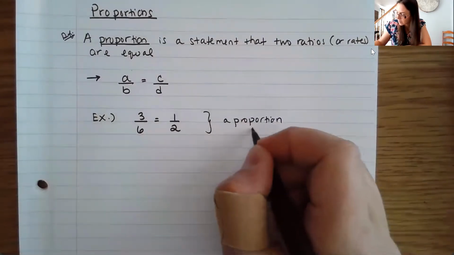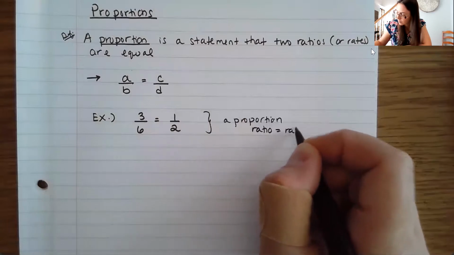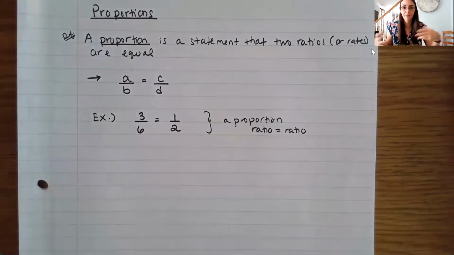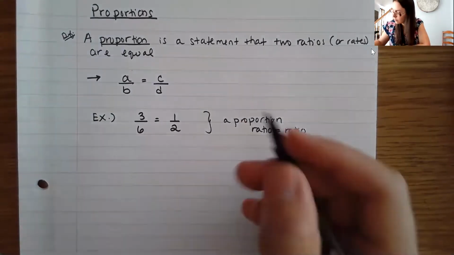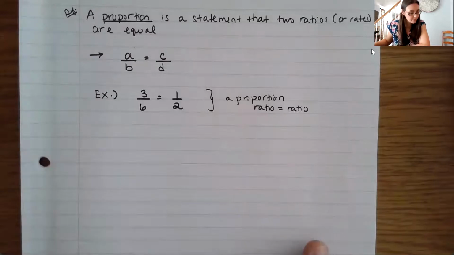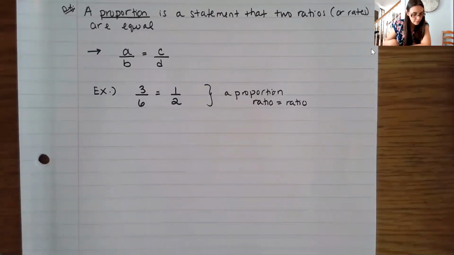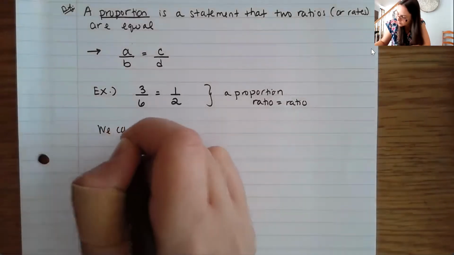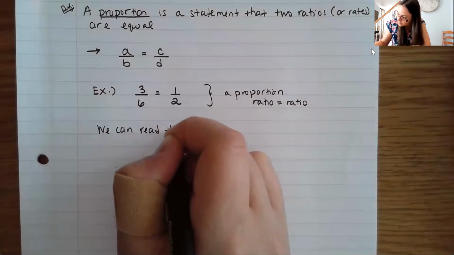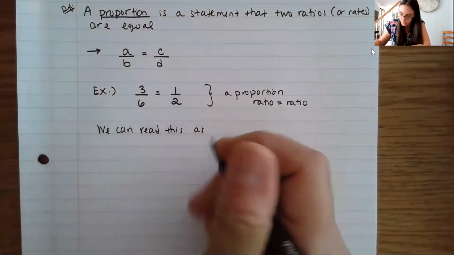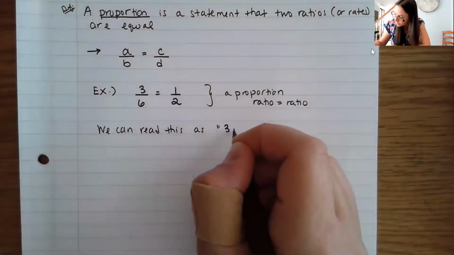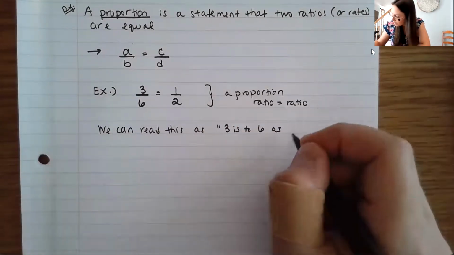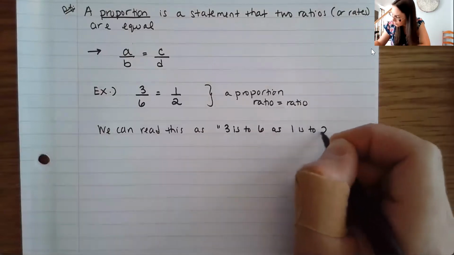Okay. So you have the idea of ratio equals ratio. And of course it's true, right? So we're not just setting anything equal to each other. It actually has to be a true statement as well. And you can also do it with rates. So we can also read this three is to six as one is to two.